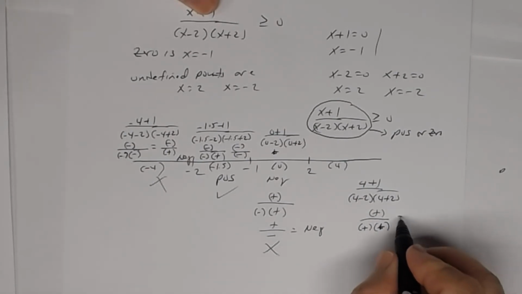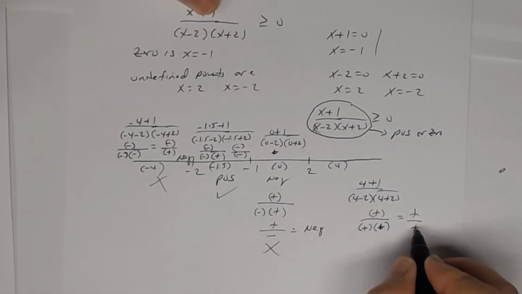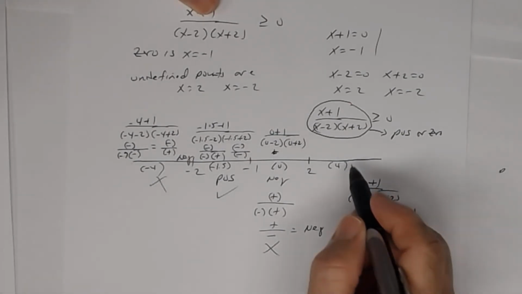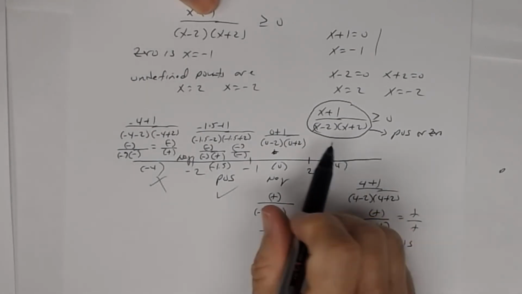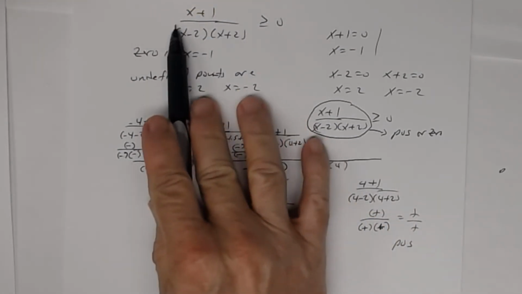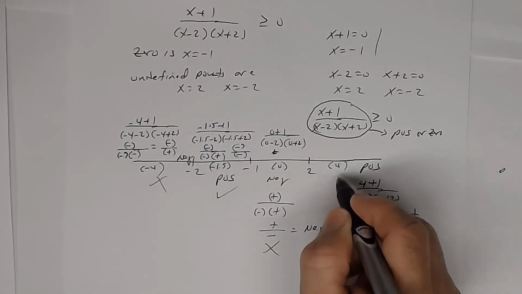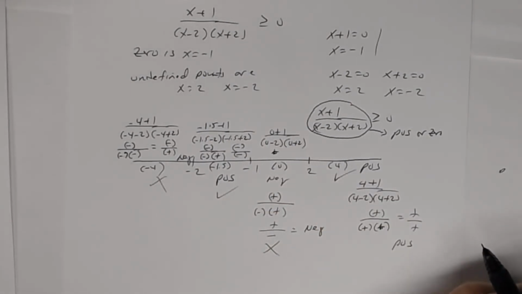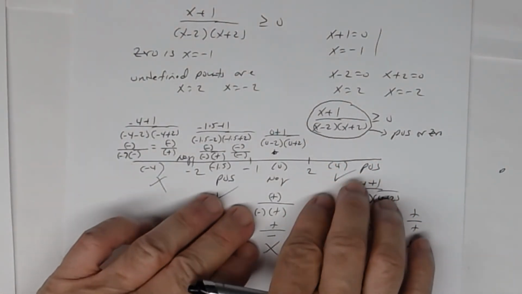So the numerator is positive. The denominator, positive times a positive is a positive. And we know that a positive divided by a positive is a positive number. And so what that means is that any real number greater than 2 will make this rational expression positive, which is something I want. Okay, so I did my intervals. I know which intervals are going to be my solutions.